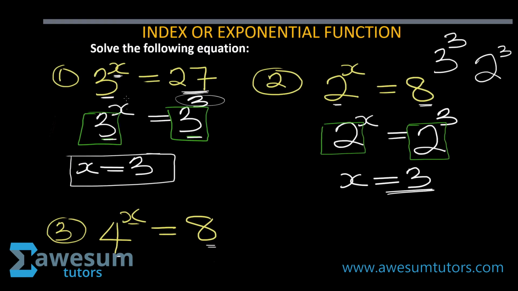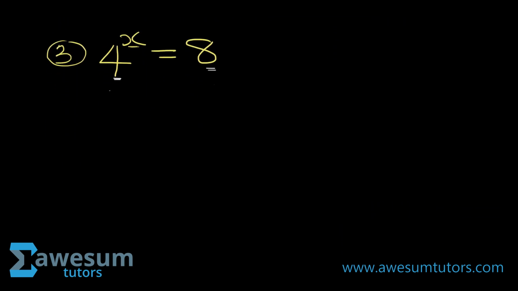If you take note, in this first question, we had 3 and 3. These are the bases. We had 2 and 2. They are the bases, right? But in the case of this third example, we do not have the same base right here. This is 4 and this is 8. But we can make them to have the same base. How do we do that?